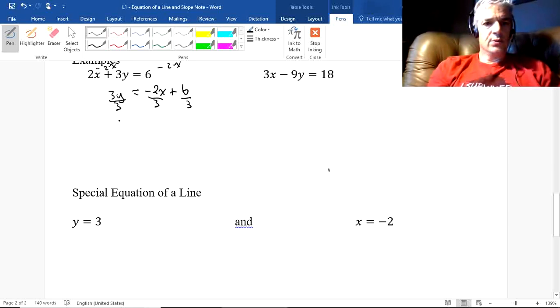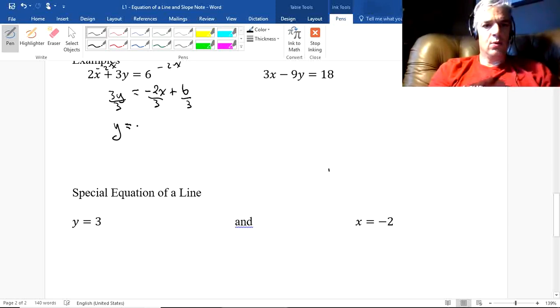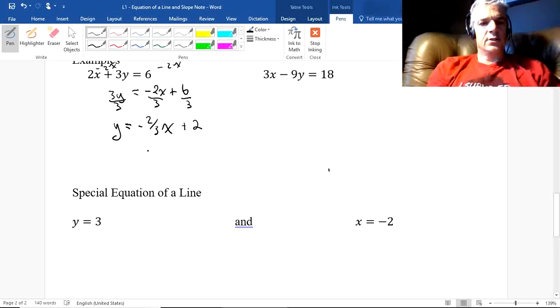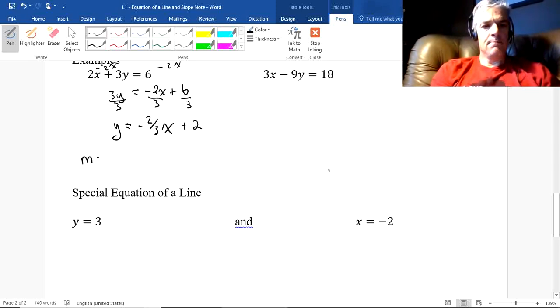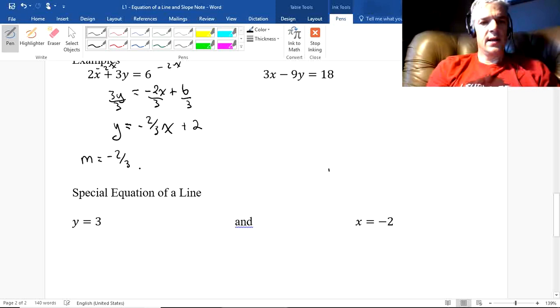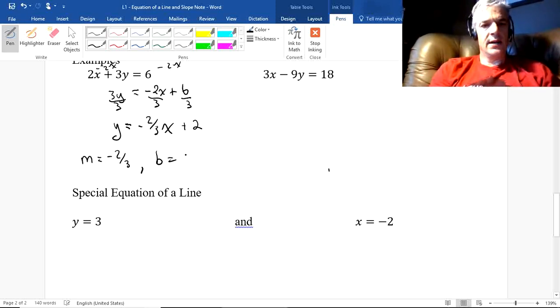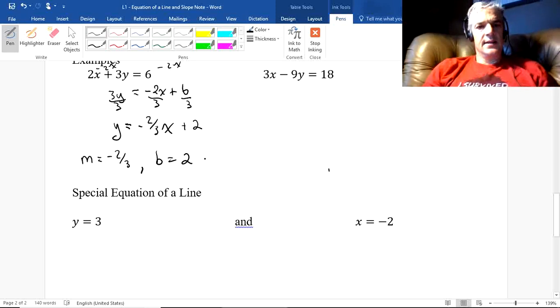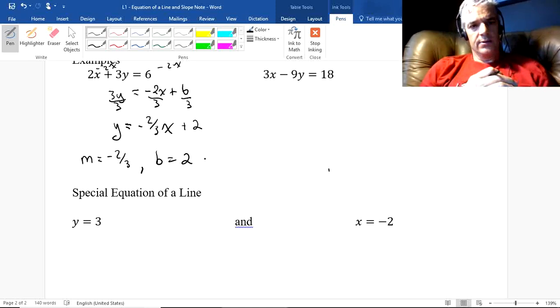Okay, 3 over 3 is 1. That leaves me with y equals minus 2 over 3x. And since they're not evenly divisible, I don't do the division. I just leave it as minus 2 over 3 plus 6 divided by 3 is 2. And so now I can identify my slope. I can say m equals minus 2 over 3, comma, b, which is my y-intercept, equals 2. And I can get that information, and that's going to be very useful when I want to graph that line, okay? Much easier to be able to grab that information and do it.